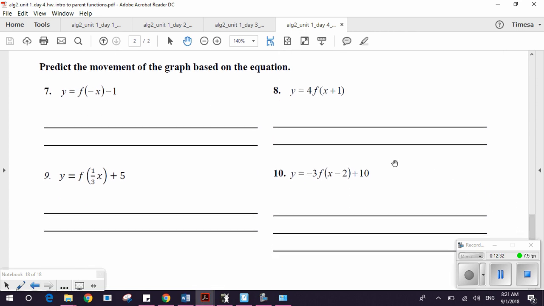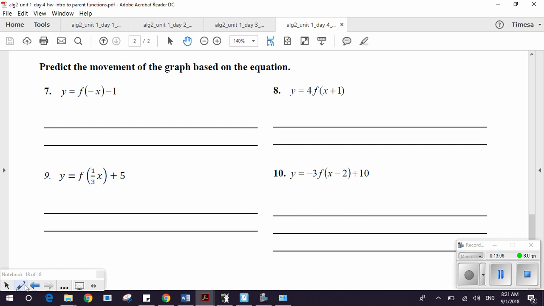For 7 through 10, they want us to predict the movement based off of the equation and based off of what we've done in the past. So there's not really a way to graph these unless you use just one particular function to manipulate. It's based on, again, all the practice that we've done in class, as well as all the rest of the problems on this sheet. You should be able to make some conclusions and some predictions.